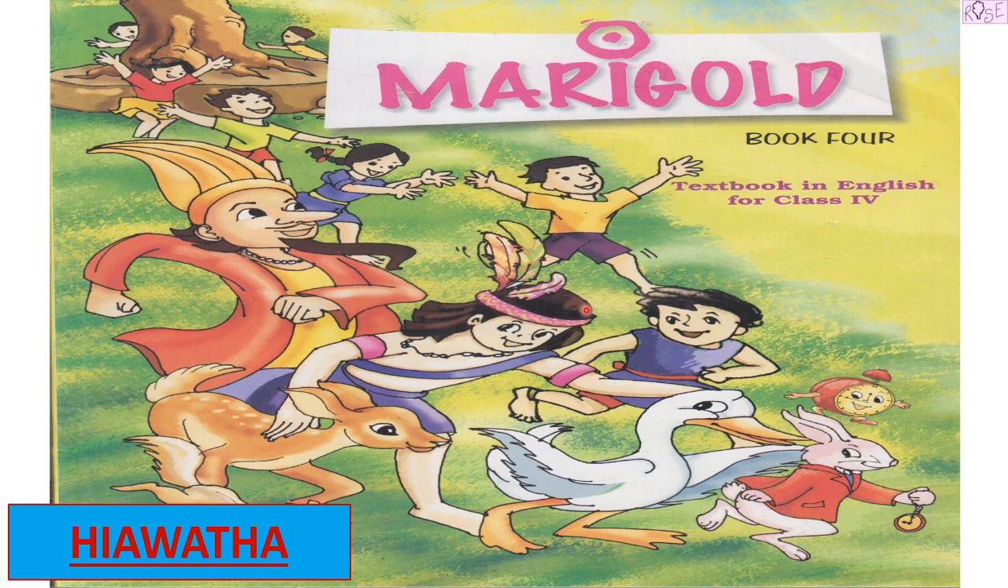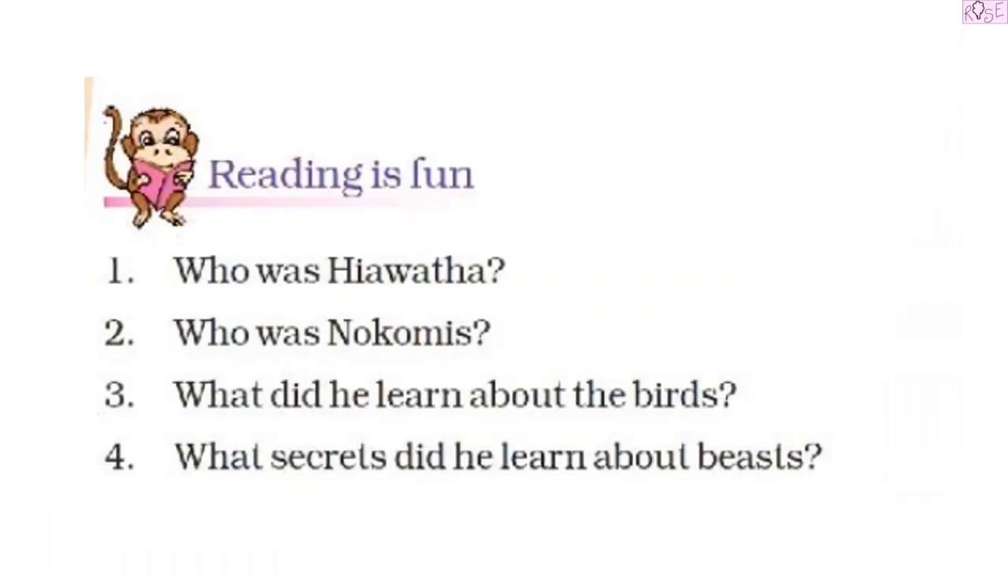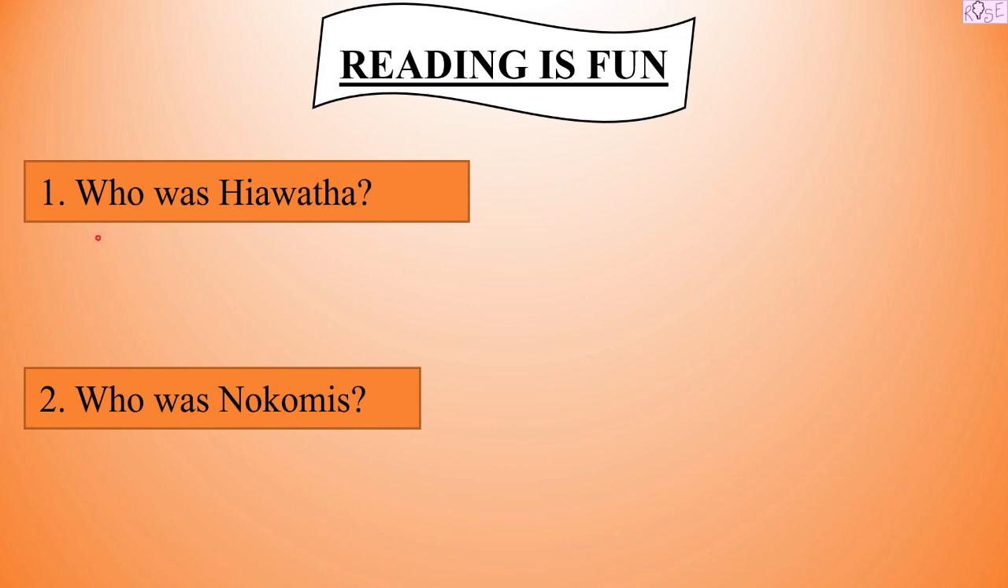And to get to the activity that we are going to do today, you have to turn to page number 94. So let's see what we have to do there. Reading is fun. In this section of the activity, we have been given 4 questions, and we have to answer these questions. All these questions are based on the poem that we read, and the title of the poem was Hiawatha. So let's go to the questions one by one and give their answers. The first question is, who was Hiawatha? And the second question is, who was Nokomis?